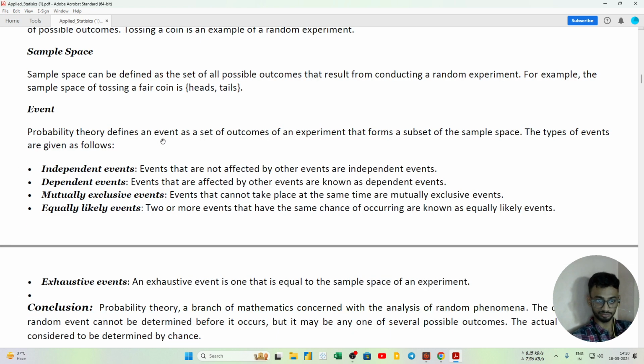An event is a set of outcomes of an experiment that forms a subset of the sample space. Types of events are independent events and dependent events. Independent events are not affected by other events. Dependent events are events that are affected by other events. Events that cannot take place at the same time are mutually exclusive events, and two or more events that have the same chance of occurring are known as equally likely events.